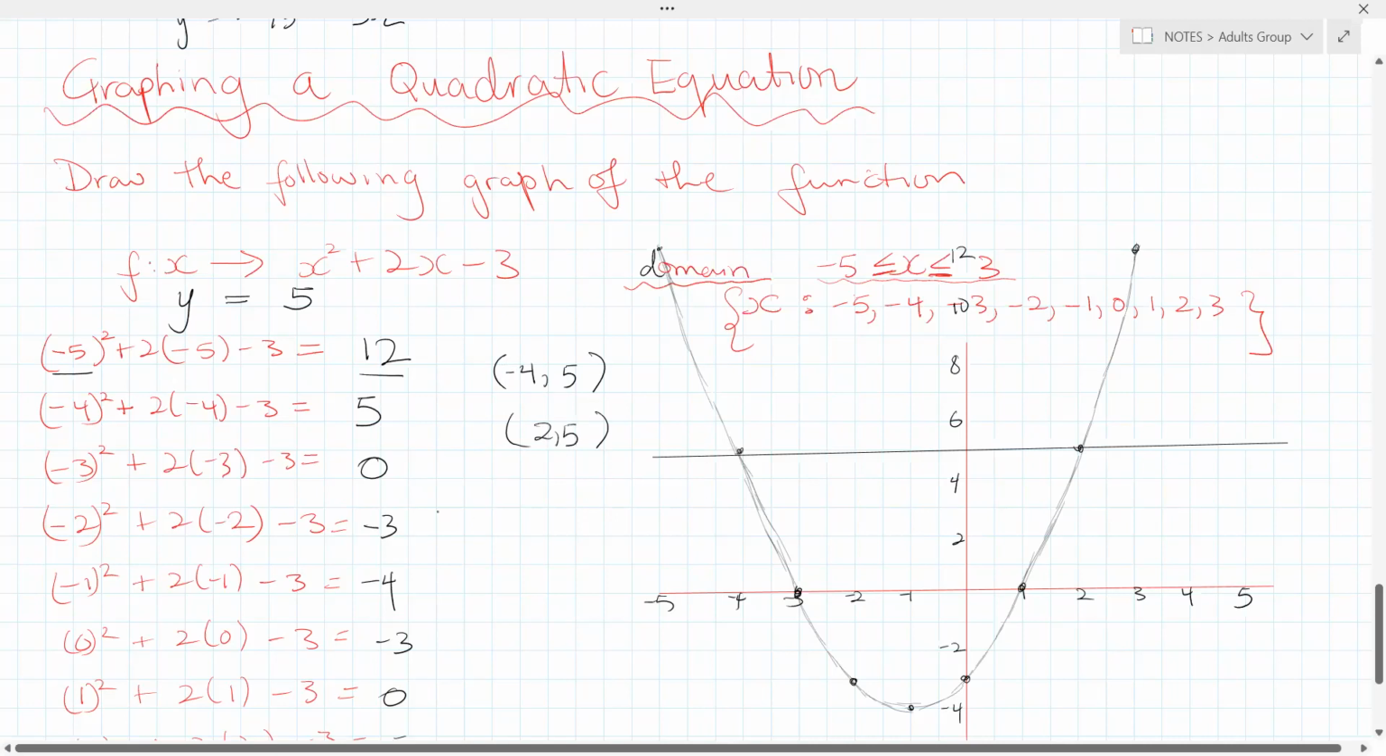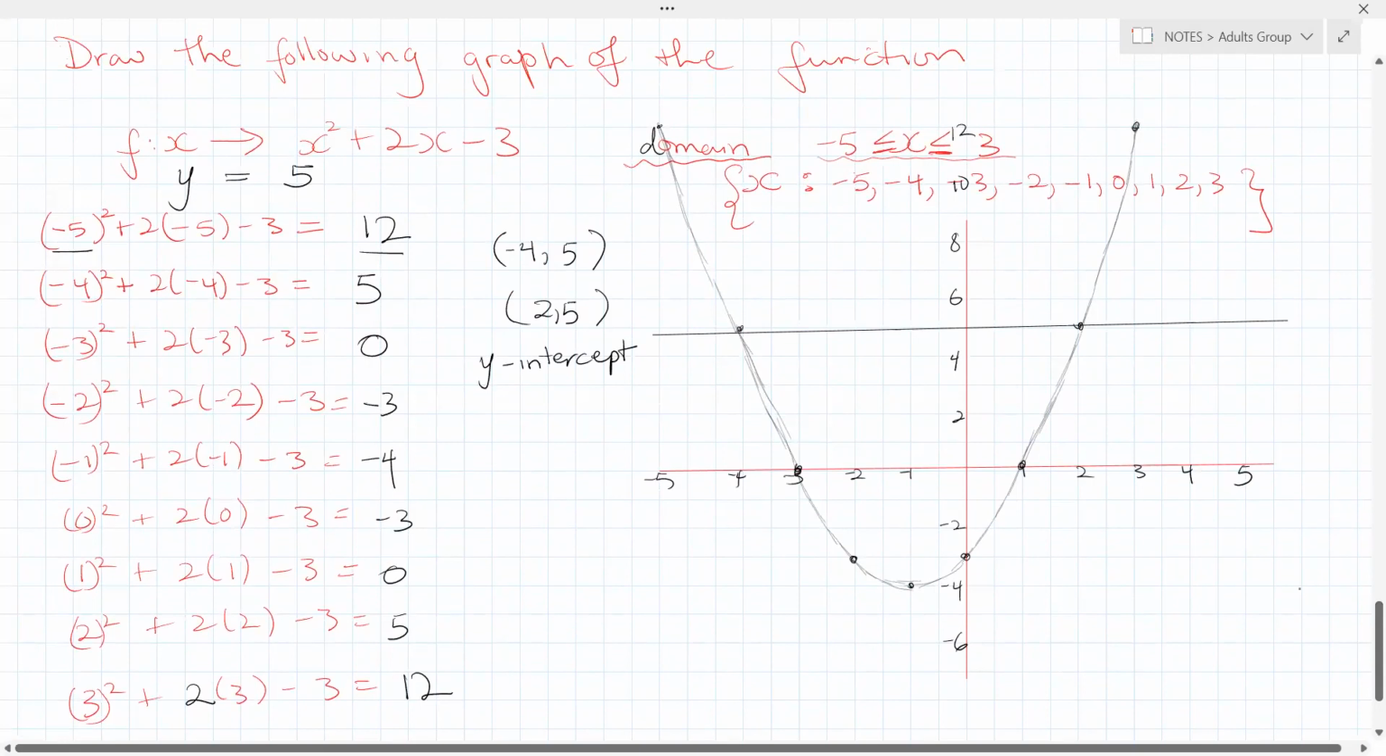What's the y-intercept? Of that line or the original line? The y-intercept of the curve. 0, -3. All right, what's the y-intercept of the straight line? 0, 5.